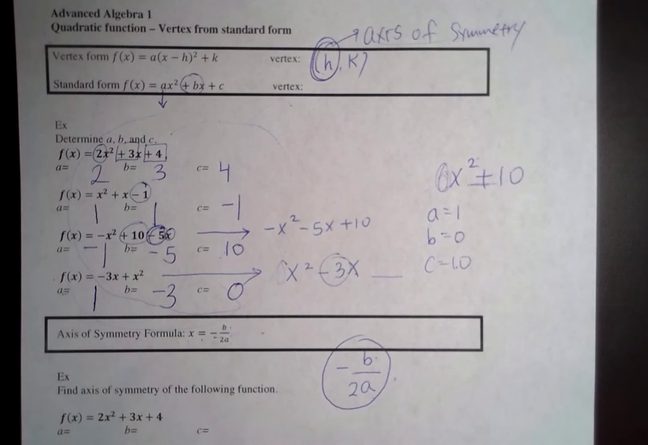Depending on the function, you need to figure out a, b, c first, and after that you use a and b and make the fraction like that. Then that number will be your axis of symmetry. Okay?